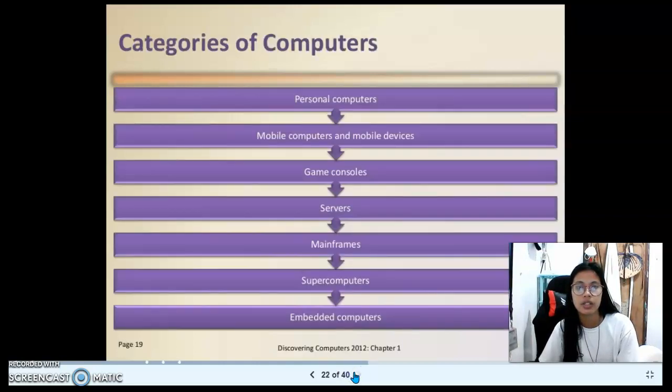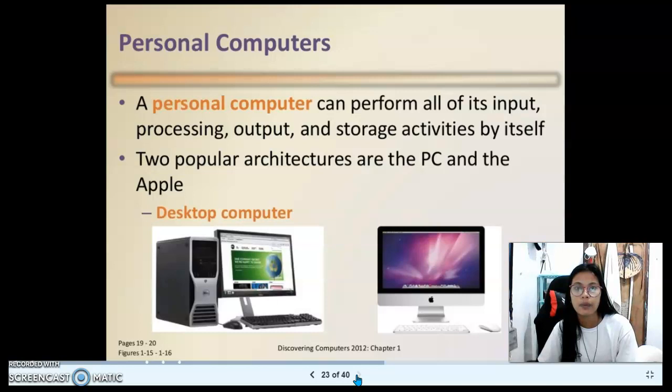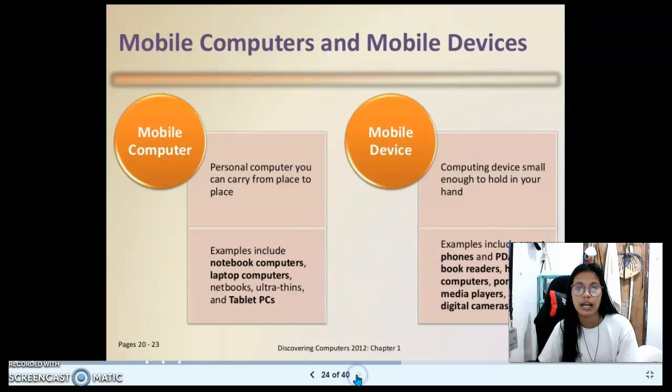So there are categories of computers: personal computers, mobile computers and mobile devices, game consoles, servers, mainframes, supercomputers, and embedded computers. A personal computer can perform all of its input, processing, output, and storage activities by itself. Two popular architectures are the PC and the Apple.